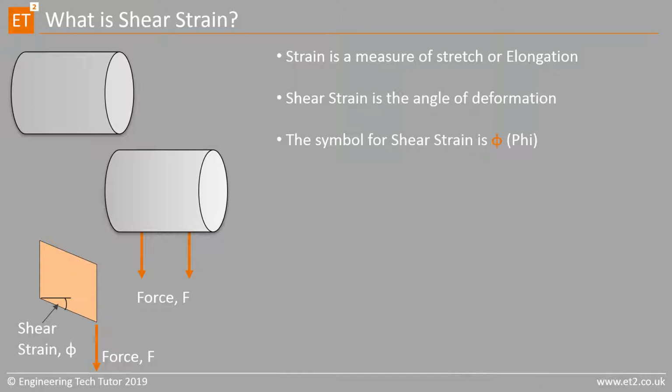The symbol for shear strain is phi, and it's measured in radians. Radians are an angle, a bit like degrees, but it's just a different unit. If you want to convert between the two, all you need to remember is that 2 pi radians is 360 degrees, or pi radians is 180 degrees. It's fairly usual to use radians in engineering, so it's probably worth remembering that one.